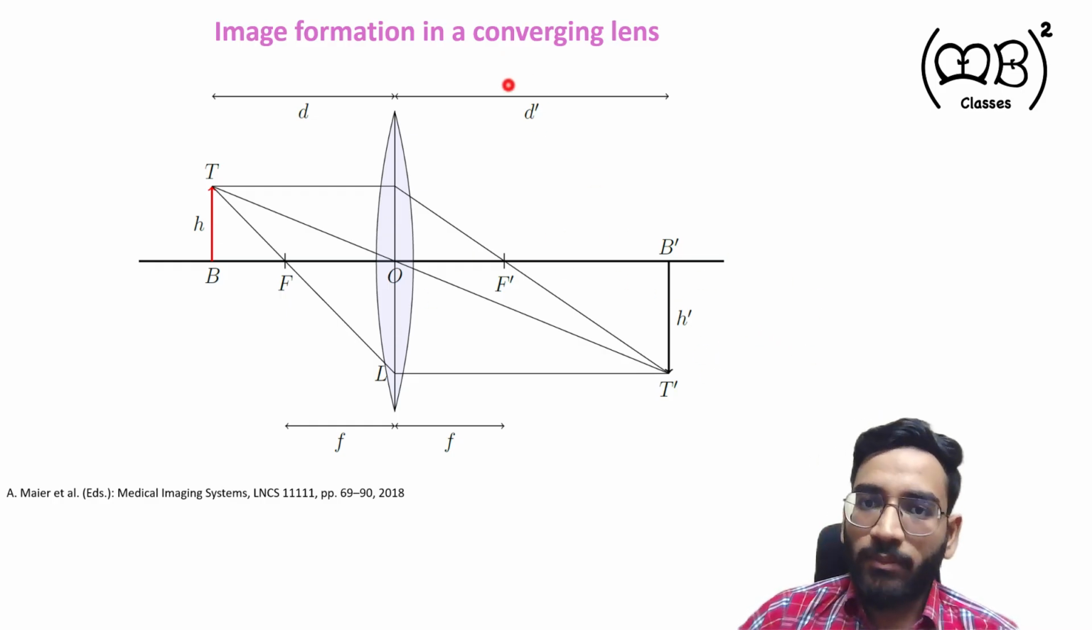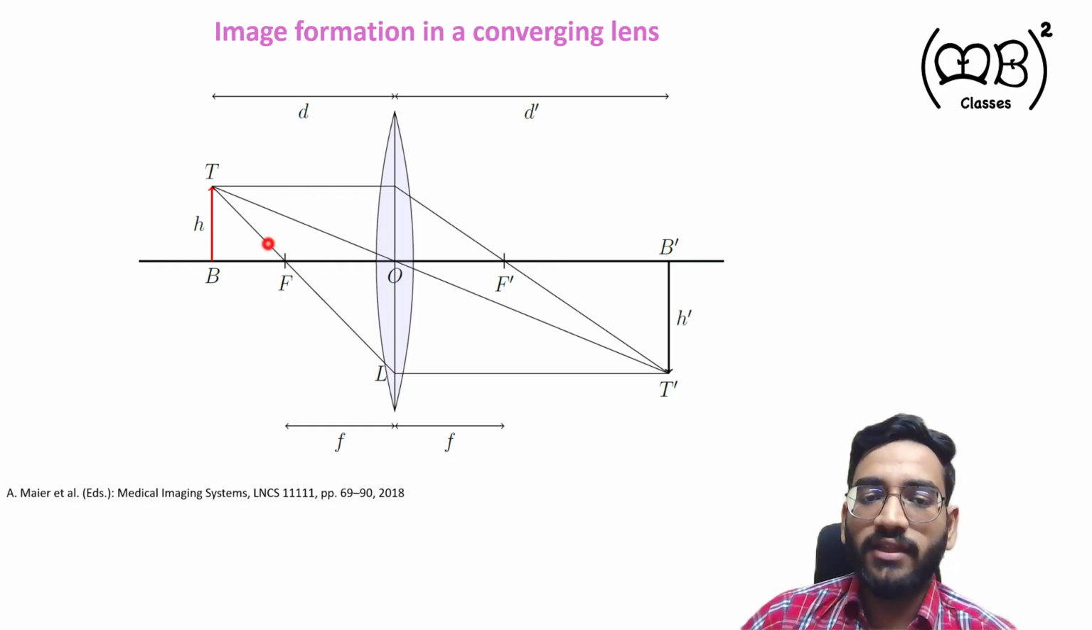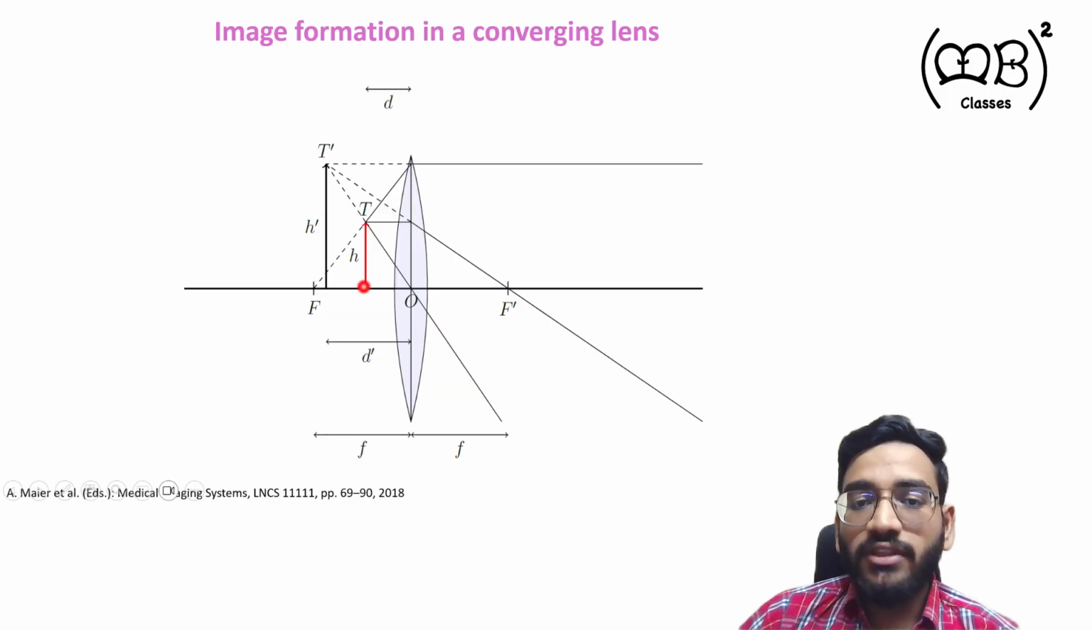This is how an image is formed in a converging lens if the distance of the object is greater than the focal length. Okay. Now what if we place the object within the focal length?